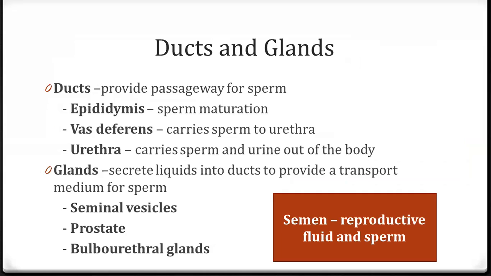Ducts provide a passageway for the sperm. The epididymis is where sperm matures. Vas deferens carries sperm to the urethra, and the urethra carries sperm and urine out of the body. Glands secrete liquids into ducts to provide a transport medium for sperm. These include the seminal vesicles, prostate glands, and bulbourethral glands. Semen is reproductive fluid and sperm.